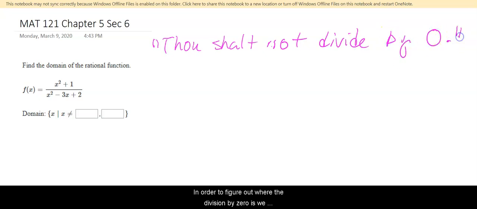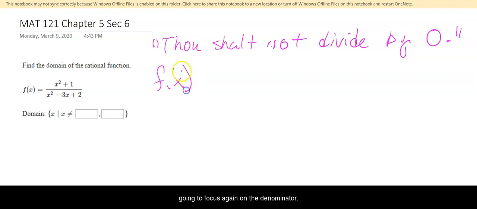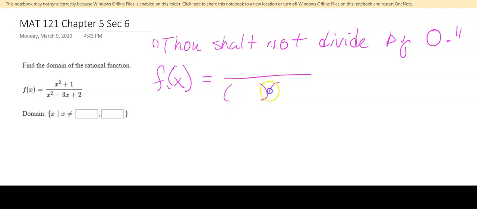In order to figure out where the division by 0 is, we need to take the original function and factor the denominator. Even if the factor would cancel, it was there in the original, which means it cannot be allowed in the domain. So anything that causes the denominator to be 0 will be removed from the domain. In this case, I'm going to look at f of x, and I'm only going to focus again on the denominator. I'm going to factor x squared minus 3x plus 2 into the product of two binomials.